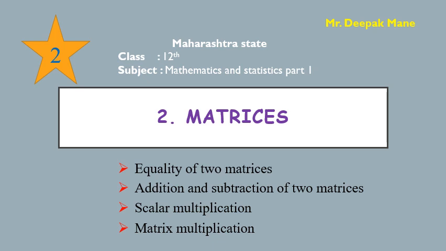The points we have to discuss in this lecture are: first, equality of two matrices, then addition and subtraction of two matrices, scalar multiplication, and then matrix multiplication. Let us start with our first point, equality of two matrices.